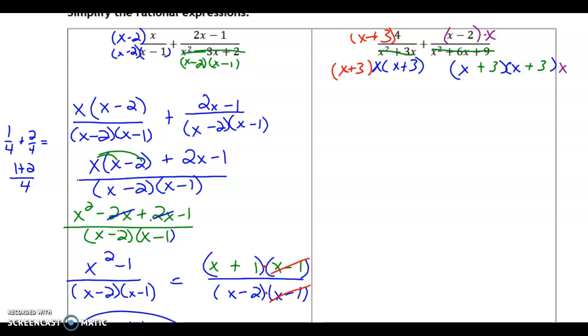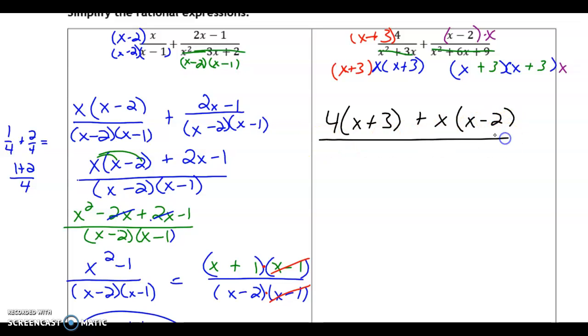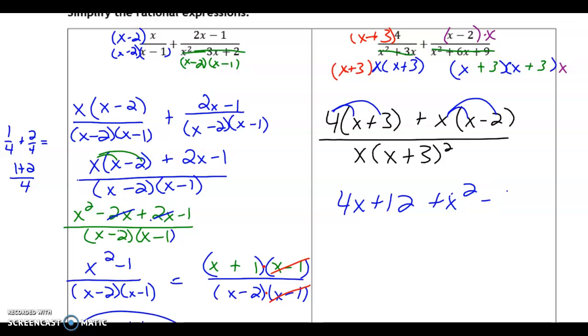Okay, so if I rewrite that, I'm going to just write 4 times x plus 3 plus x times x minus 2. And then all over, remember, we can just write this denominator one time. Okay, x times x plus 3 squared. So then just distribute. So you get 4x plus 12 plus x squared minus 2x all over x times x plus 3 squared. Okay, and then simplify, see if you can factor.